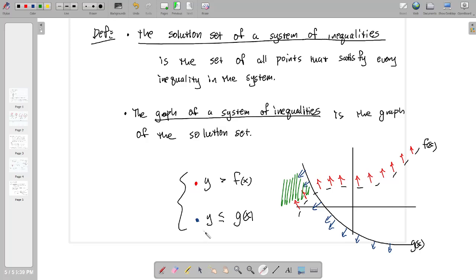And we can extend this to have even more inequalities, 3, 4, 5 different inequalities, as long as we have shading that overlaps for all of them, we'll have a solution set.